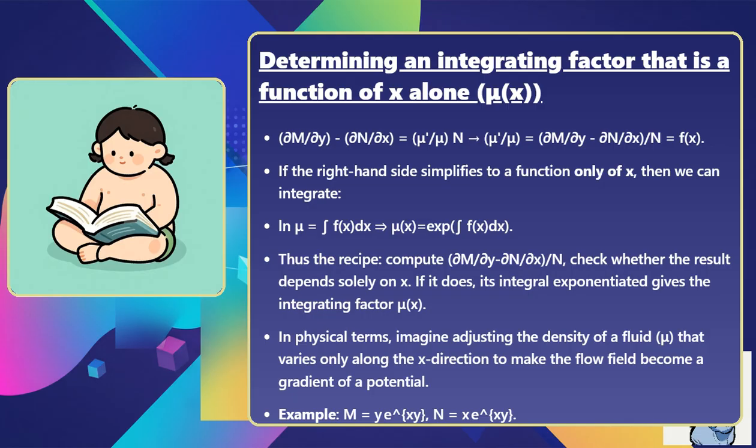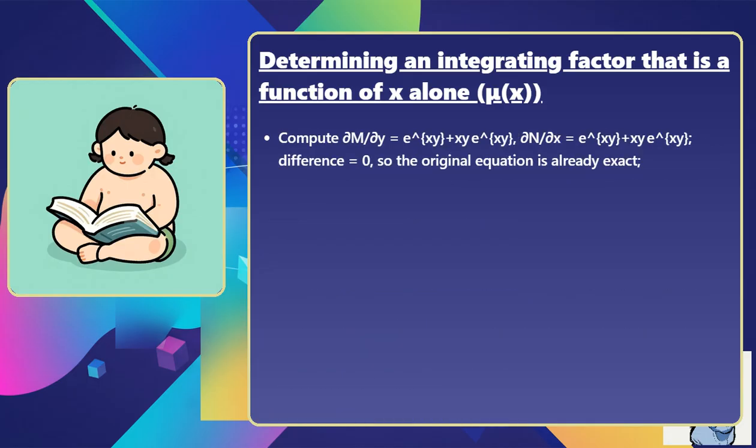Example: M equals y times e to the xy, N equals x times e to the xy. Compute partial M by y equals e to the xy plus xy e to the xy. Partial N by x equals e to the xy plus xy e to the xy. Difference equals 0, so the original equation is already exact.